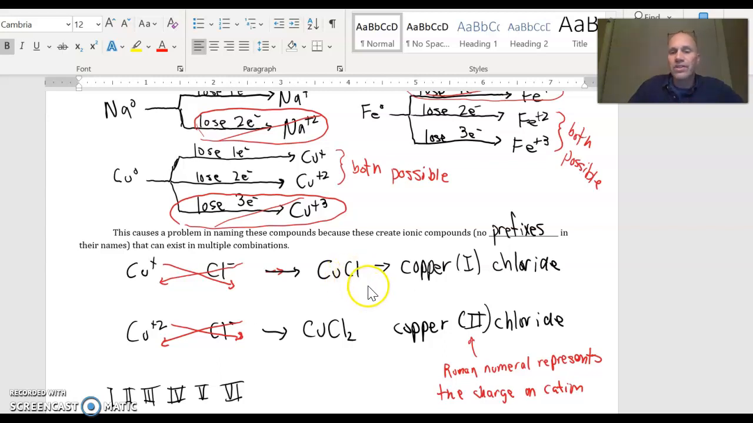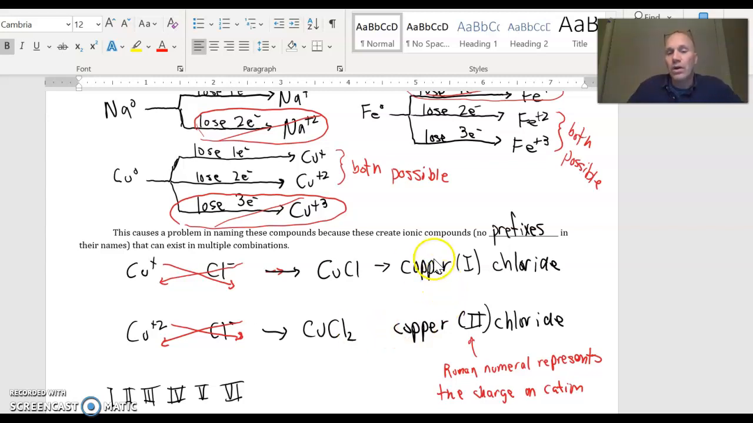So if we were just to say copper chloride, we wouldn't be able to distinguish between these two compounds. All right. And remember, that's a common theme: if you have a name, you should be able to tell exactly what that formula is from the name.